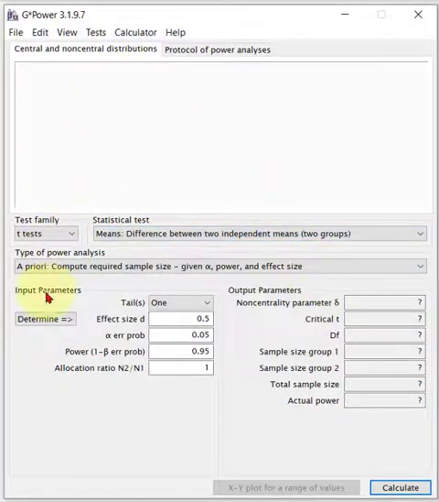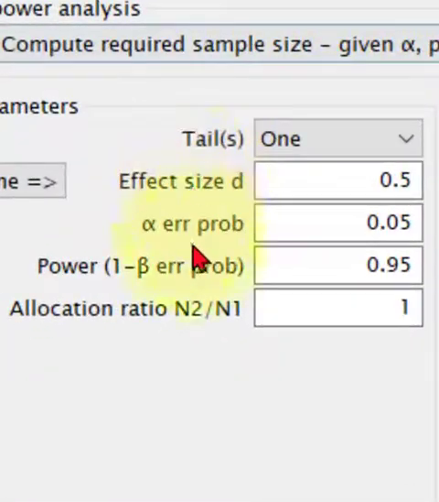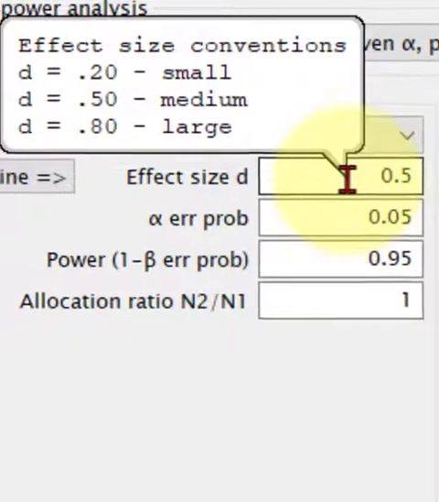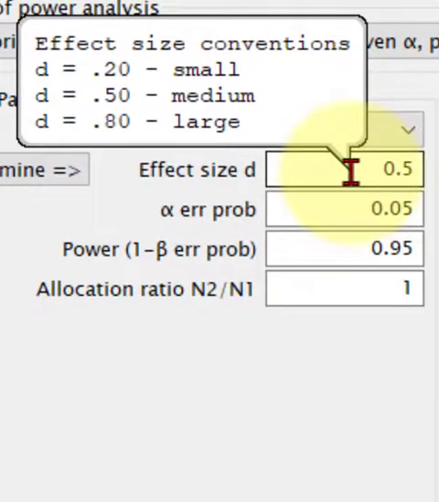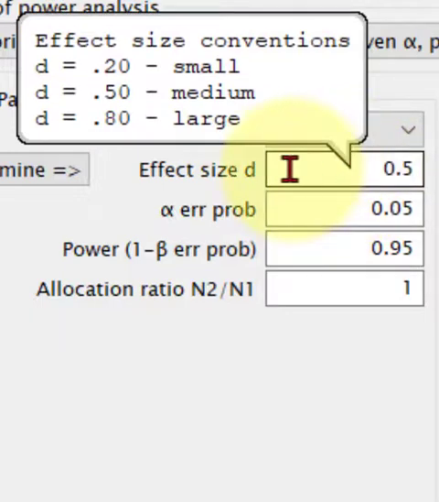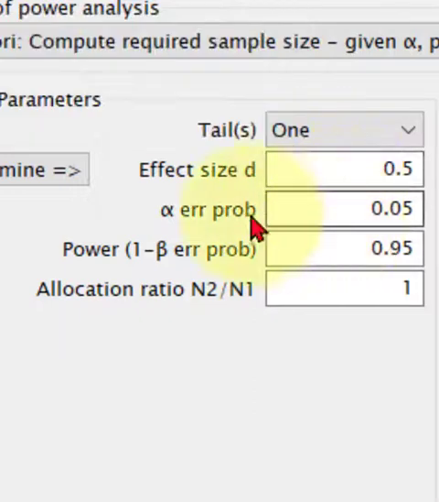Now you'll notice that by default, it fills out a medium effect size. If you put your cursor over there, it will tell you, right? You can change that to small, medium, or large. You can put any number you want in there. But by default, it always picks the one in the middle. That's what I call the Goldilocks zone. And it tells you what effect size it is. So this is a Cohen's d. And the critical alpha cutoff is 0.05. That's usually the same thing.